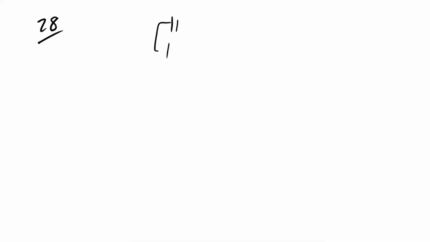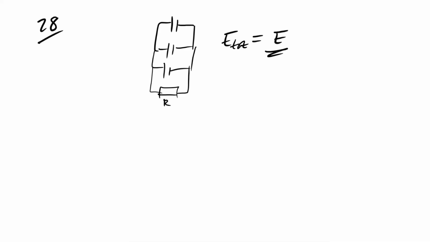28, here we have 3 cells all connected in parallel. And we have this resistor. We're being asked for the total resistance, that is the resistance going through R. What is the total EMF going to be? Well, it's just going to be E. We're not summing the EMFs because they're in parallel, but because they all have an internal resistance, we need to know what the combined resistance of these 3 internal resistances is.